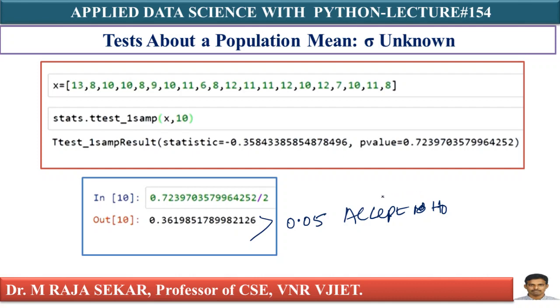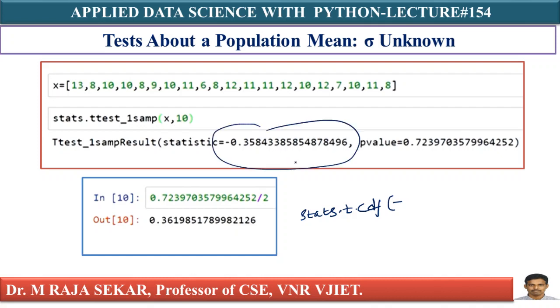Now, in Python, you can find the p value from the t value. How can I find the p value from the t value? I already calculated it, but let us try to understand. There is something like stats dot t dot cdf. CDF means cumulative distribution function. What is my t value? This is my t value.